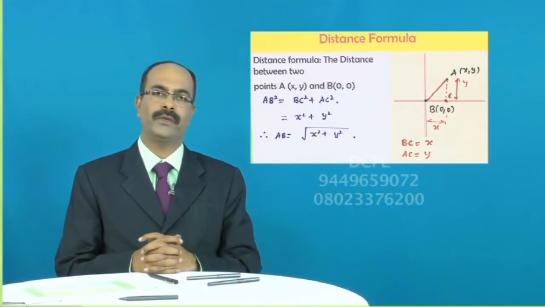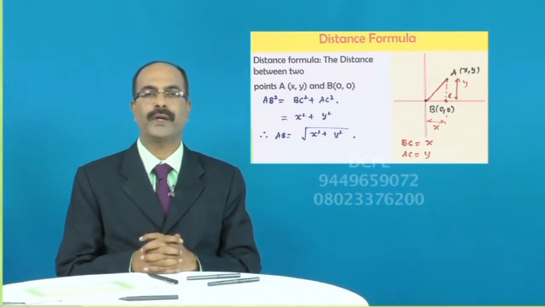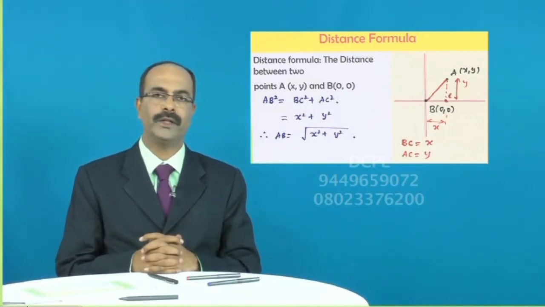What kind of problems will we get here? Initially, we'll discuss problems which are based on finding simple distances. Then we'll move on to the second level, where we find out collinearity. When do you say the 3 points are collinear?